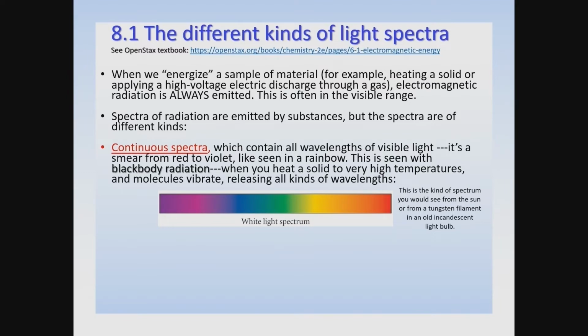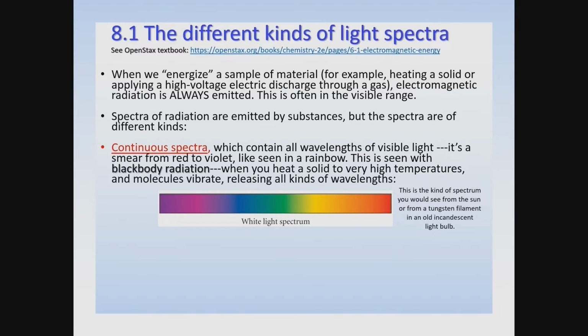So, for example, the sun is about 5,000 degrees Celsius, at least on the surface of the sun. And so what is going on there is that the sun's molecules, which are mostly hydrogen and helium, are vibrating like crazy. They're very, very hot, and they're releasing electromagnetic radiation, and you're going to get a very broad spectrum of radiation through the microwave, the infrared, the visible, and a little bit into the ultraviolet. But if you were to look at the visible portion of that, it would look like that continuous spectrum that we see there.